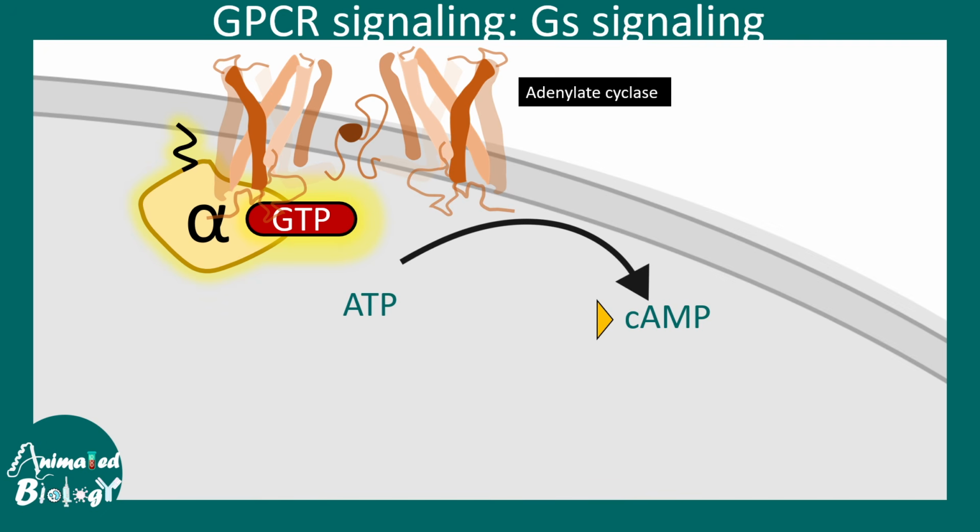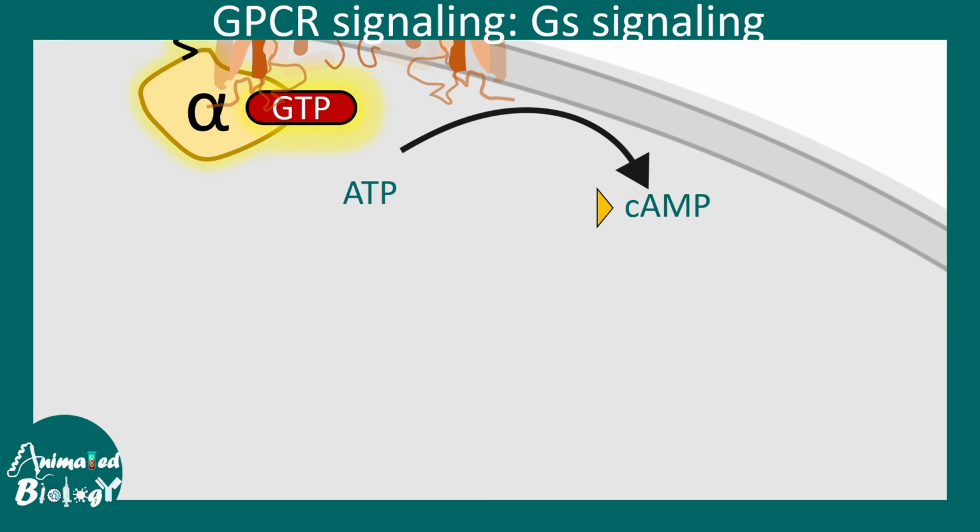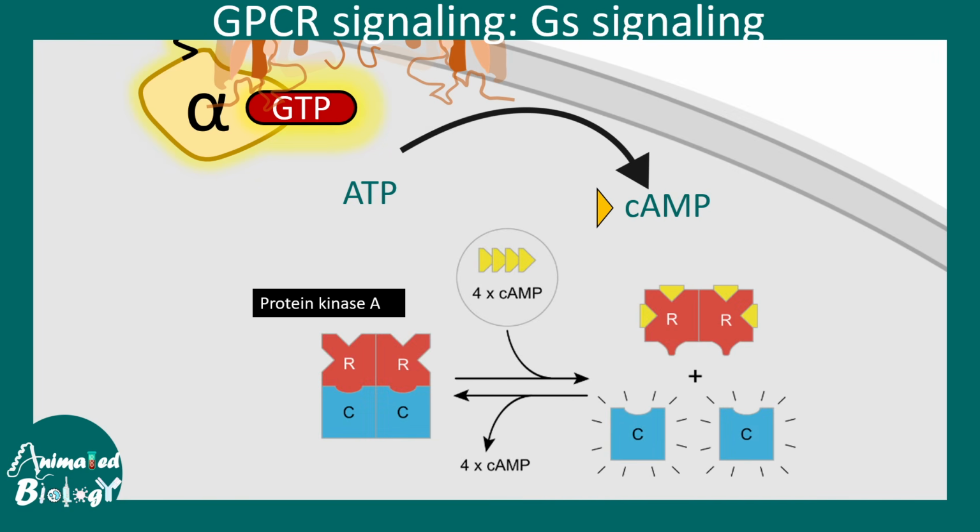But what happens to the cyclic AMP once it is generated? One molecule of ligand is capable of generating several molecules of cyclic AMP. Cyclic AMP binds to specific kinases known as protein kinase A. Protein kinase A has regulatory and catalytic subunits. Regulatory subunits are shown in red, catalytic subunits are shown in blue. Four molecules of cyclic AMP can bind to two regulatory subunits, and this binding leads to dissociation of the catalytic subunits.